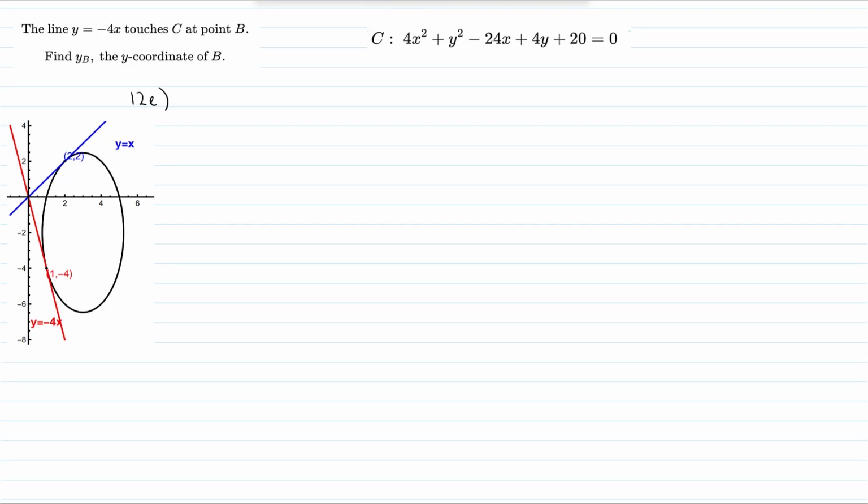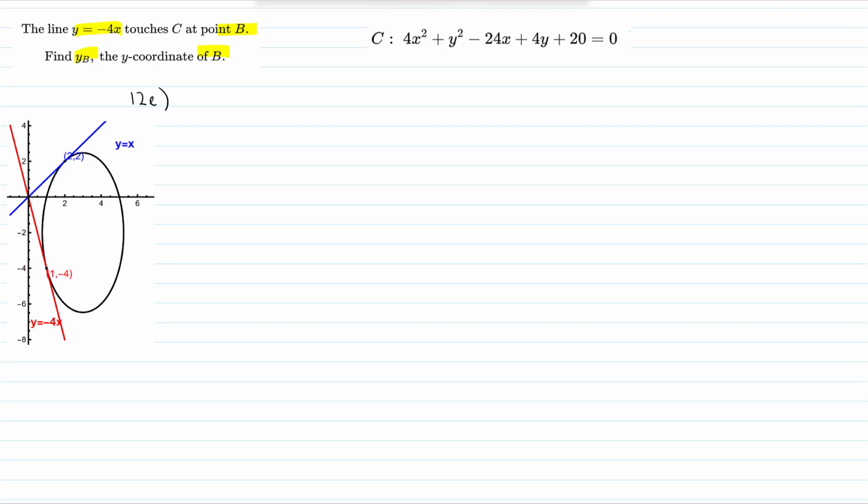Right, question 12, part E. So we've got that tangent line, y equals -4x, touches the curve C at the point B, and we need to find the y coordinate of B. So you can probably see it here on the graph. I've already actually labeled the coordinate in. It's going to touch at x equals 1 and y equals -4. So let's see how we can go about solving that.